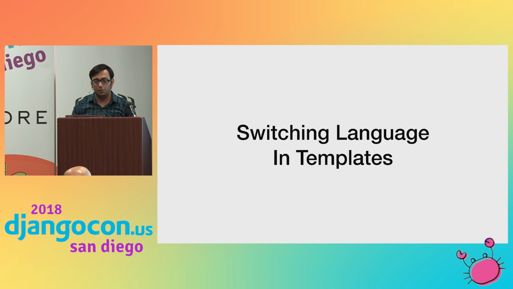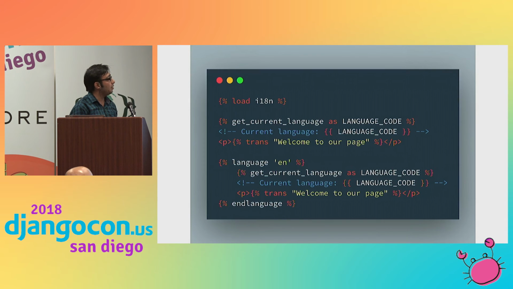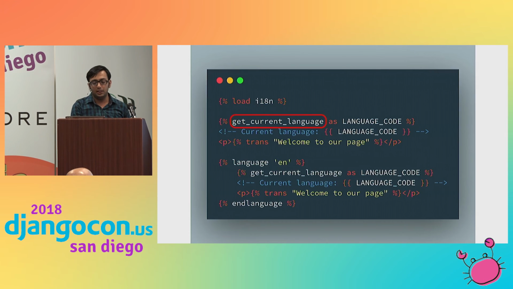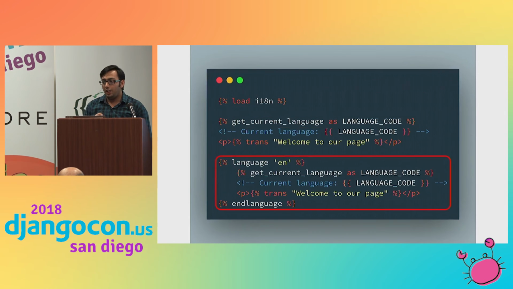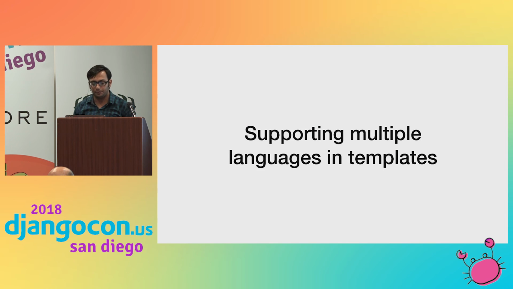So what happens when you switch language in templates? We have something known as get current language. We use that, and we get the language code here. Assume that this page is in Chinese, so we'll get the welcome to our page message in Chinese. But for the second block, we have overridden it and used language en, saying that this particular block should override the English language. So even if this particular page is in Chinese, the first message will be in Chinese, but the second one, the welcome to our page, will be in English, because we have used the language template tag to override that.